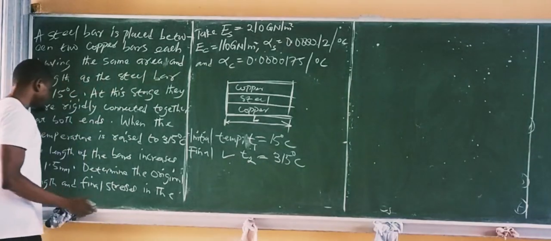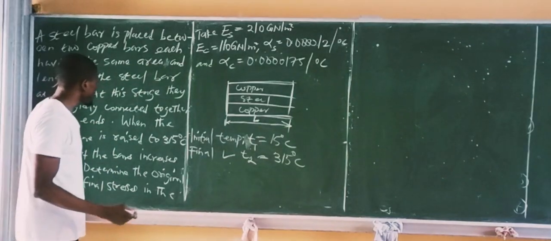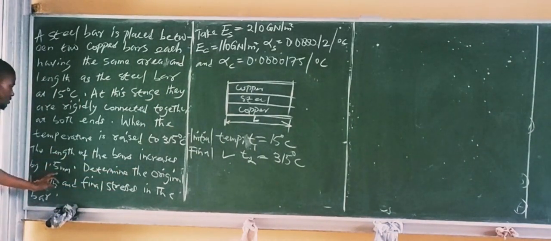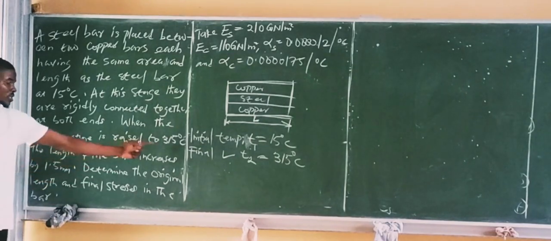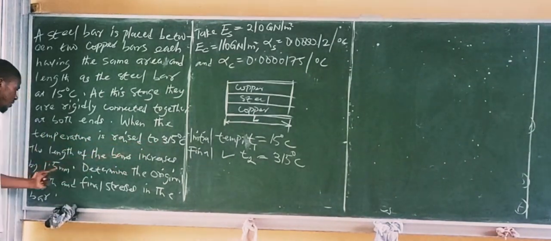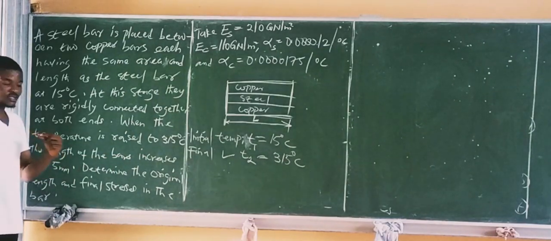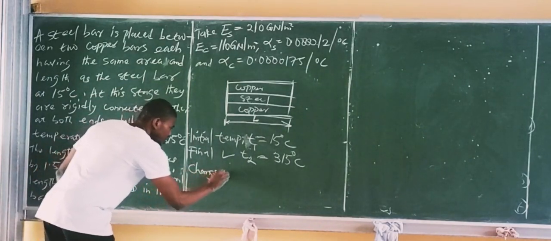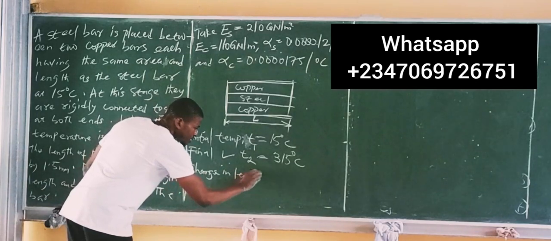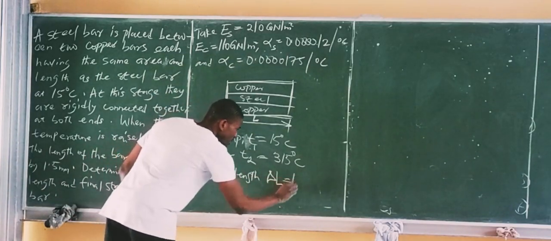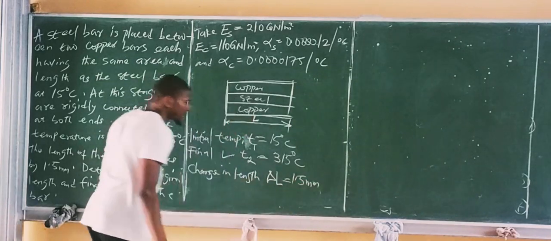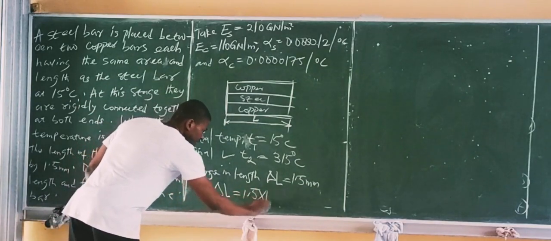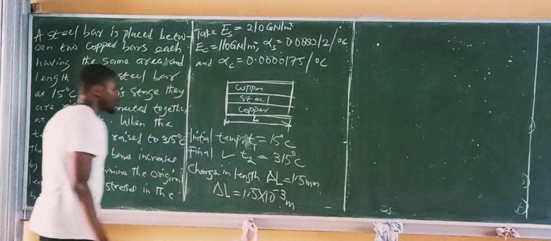What else is important? We are given the increase in length of 1.5 millimeters. When the temperature was raised to 315 degrees Celsius, there was an increase in the length of the bars. That increase in length is what we call a change in length, delta L, and that delta L is simply 1.5 millimeters. We can convert this to meters, and we have the change in length as 1.5 times 10 to the power of minus 3 meters.